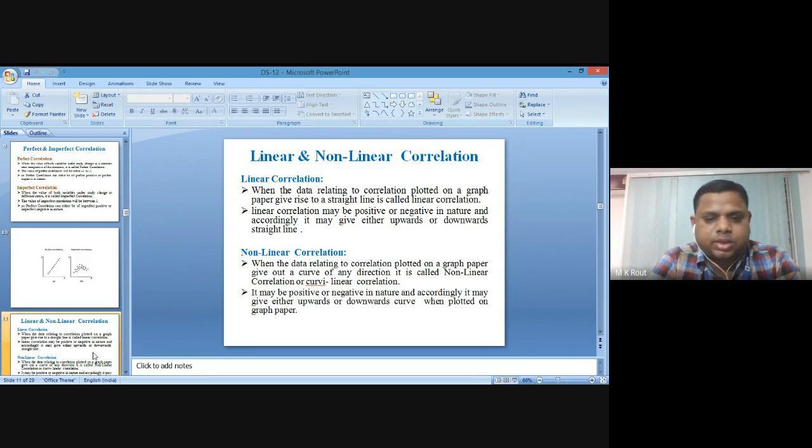I will just read the definition. When the data related to correlation is plotted on a graph paper, which gives out a curve of any direction, that is called non-linear or curvilinear correlation. If you go to the property of non-linear correlation, it may be positive or negative in nature, and accordingly it gives either an upward or downward curve when plotted on graph paper. So in case of perfect and imperfect correlation, that should be represented by a scatter diagram. In case of positive and negative correlation, that should be represented by a graph. And in case of linear and non-linear correlation, that should also be represented with the help of graph papers. So these are the different types of correlations. Moving to the next one.